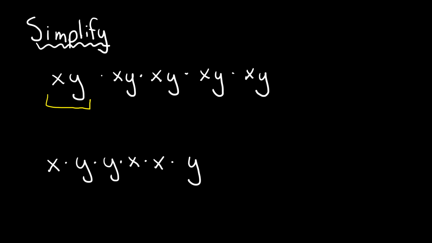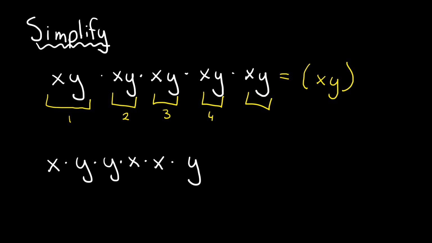So as you can see, xy, xy, xy, xy, xy is being multiplied repeatedly. So we open our exponential expression with open bracket xy close bracket. Now, what is the exponent in this? We count how many times this is repeatedly multiplied. In this case, it's 1, 2, 3, 4, 5. So the exponent of this expression is to the power of 5.